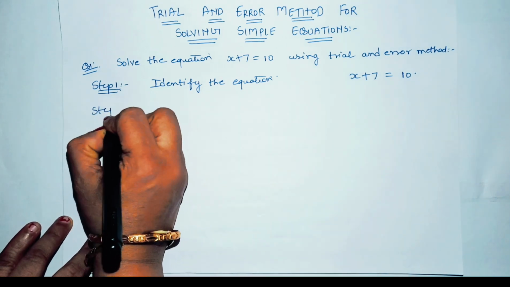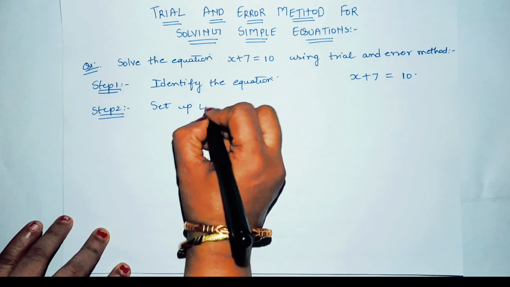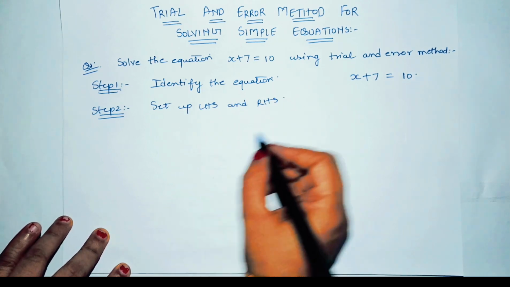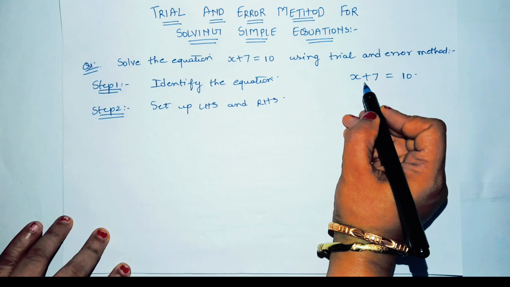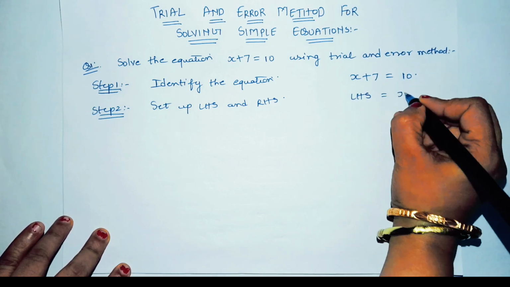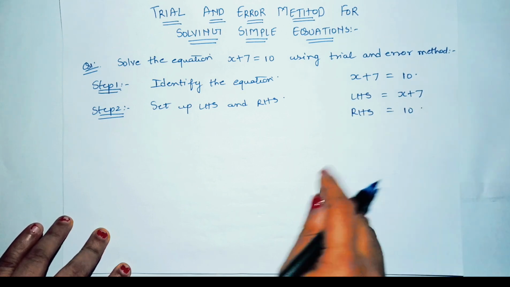Step 2. Set up LHS and RHS. It means what? Separate the equation into LHS and RHS. So LHS equals x plus 7 and RHS equals 10.